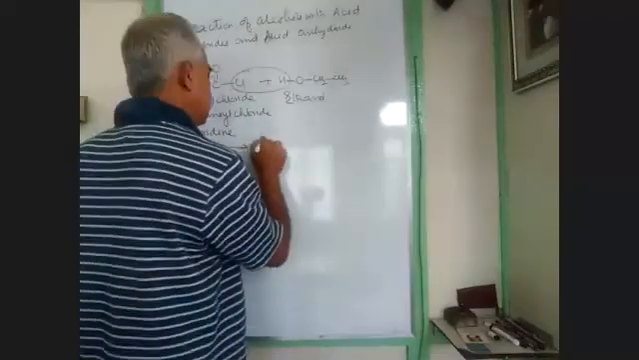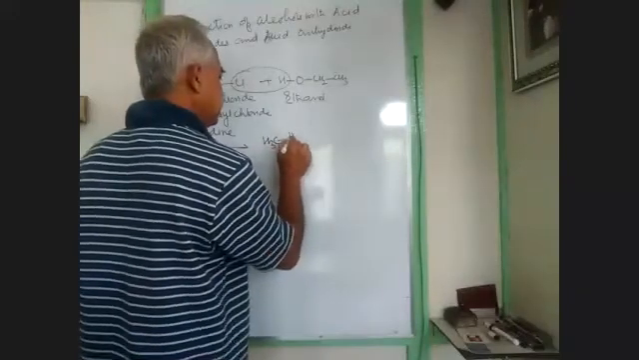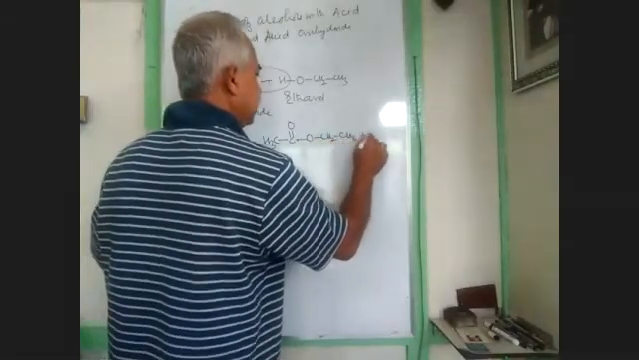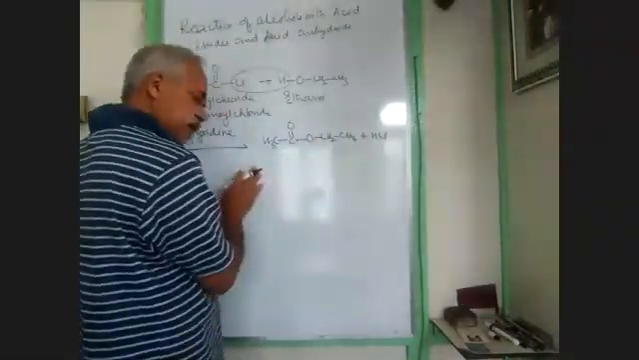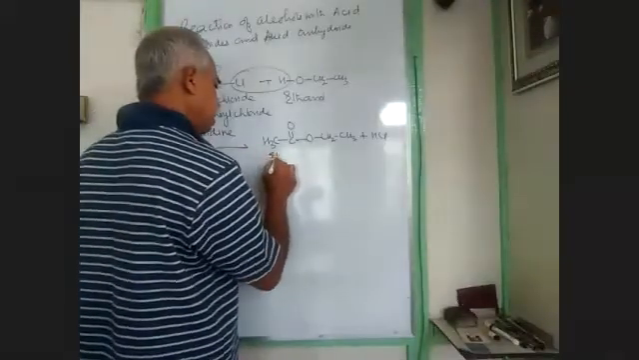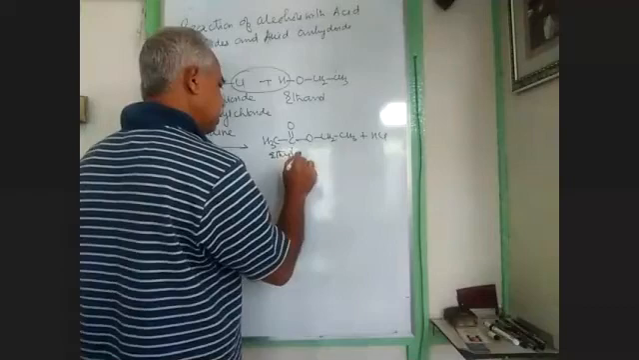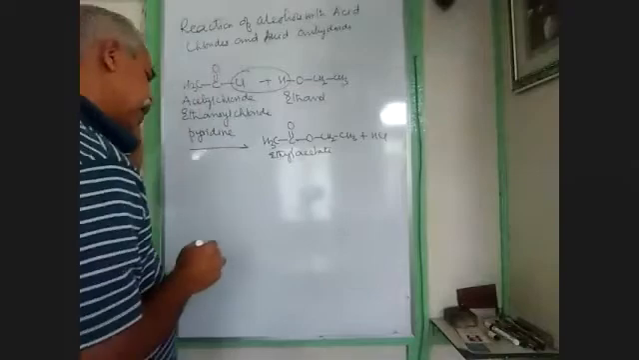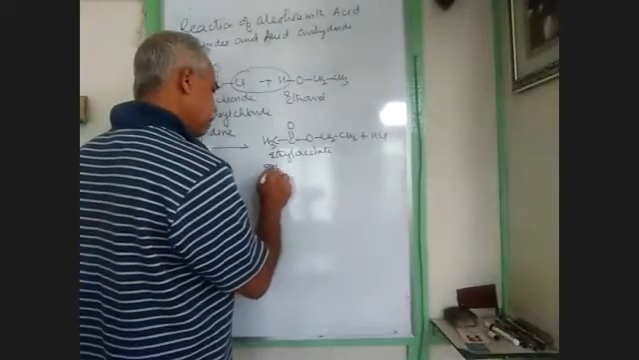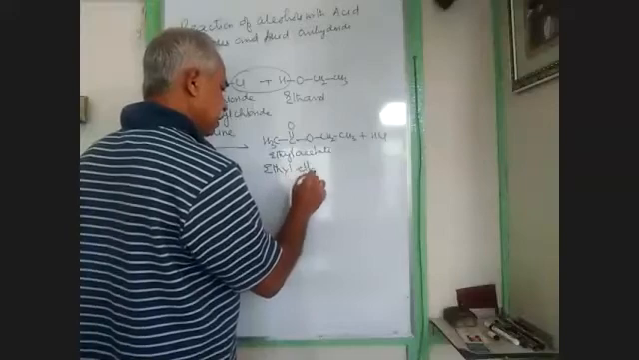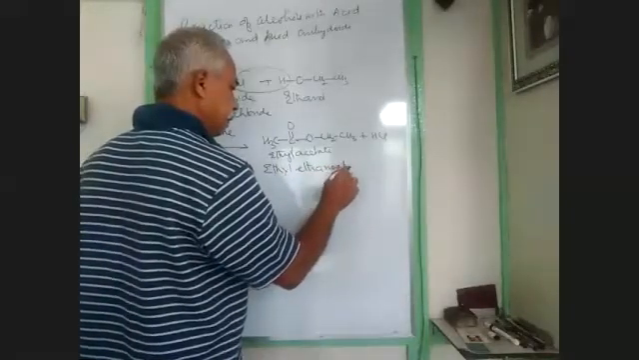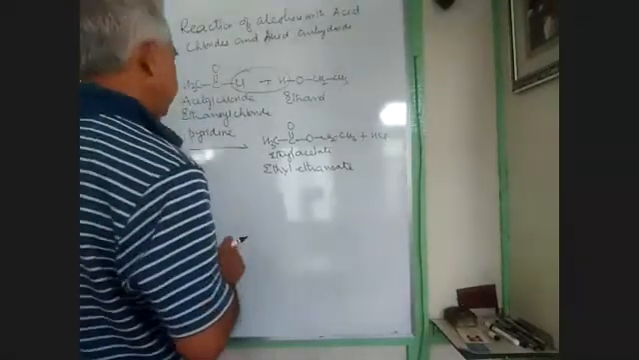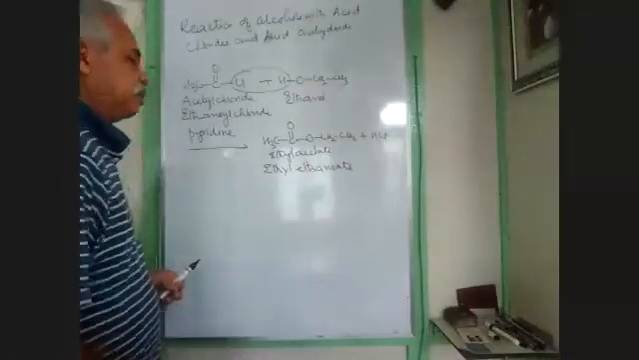This will go out, and here you will get CH3COOCH2CH3 plus HCl. So this is an ester. What is the name of this one? This is called ethyl acetate. Okay, and what is the IUPAC name? IUPAC name is ethyl ethanoate. Clear? So this we have done with aliphatic acid chloride.